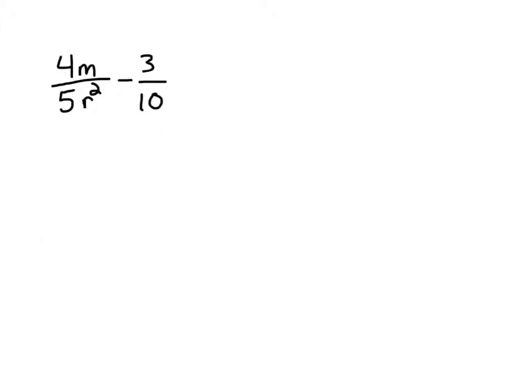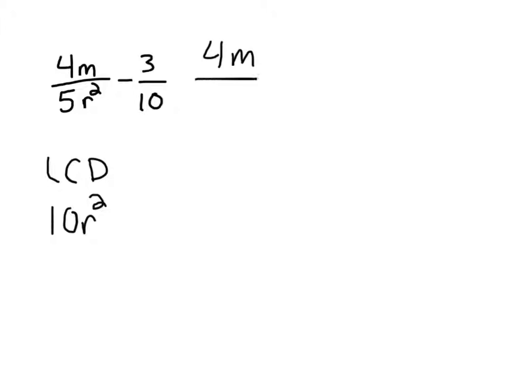Alright, so we're doing this one, and I look at this and I go, okay, well, the least common denominator, lowest common denominator, would be 10r squared. This one's missing an r squared, and that one we'd have to multiply by 2 in order to get our 10r squared. Okay, so we're going to do that now. We'll write these over here.